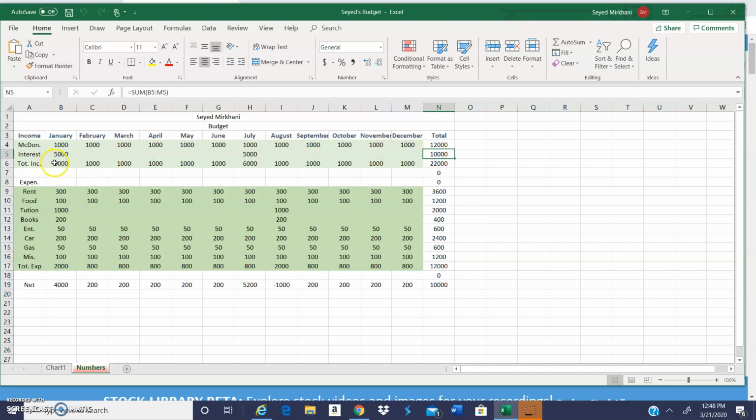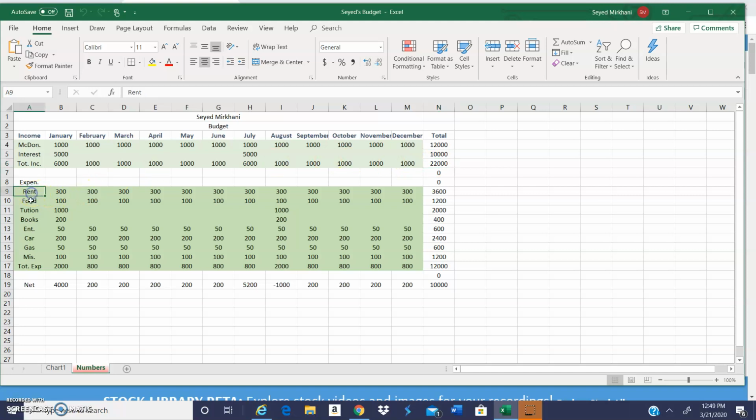Therefore, my total income for the month of January is $5,000 of interest and $1,000 of work that I do for McDonald's. That's a total of $6,000. And I add all of these numbers together. In 1 year, I make $22,000. That is my total income.